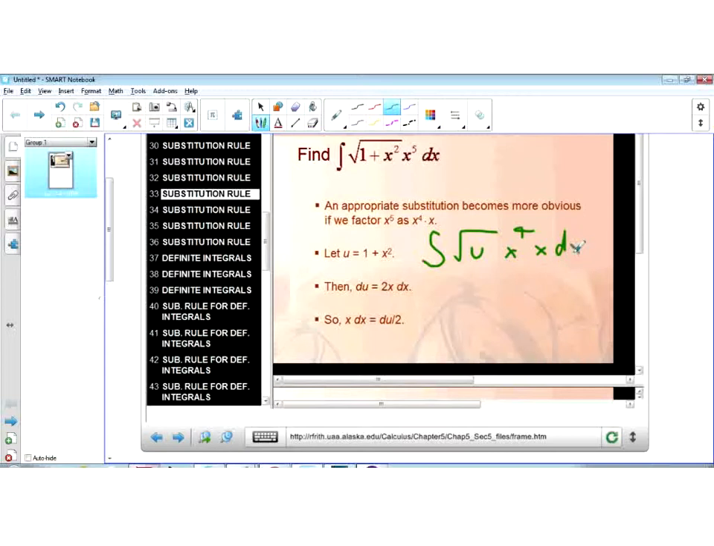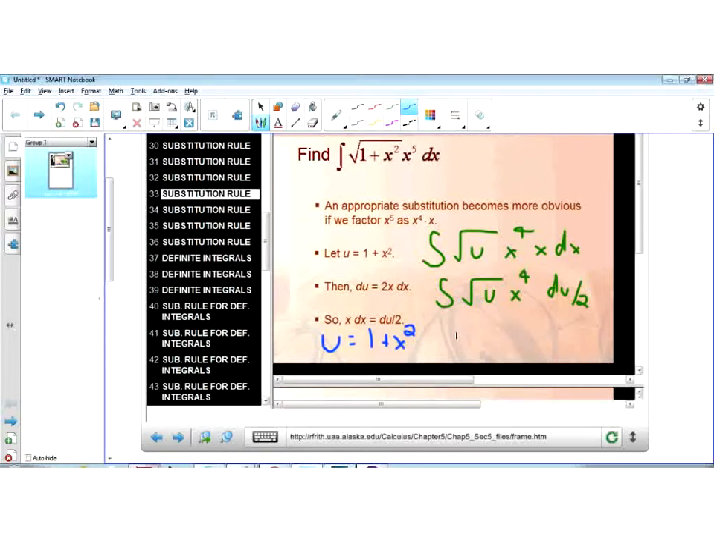dx like this, okay? Now x dx is du over 2. So then we have x dx is du over 2. So now we need to replace x to the 4th in terms of u. All right, so here's how we can do it. We know that u is equal to 1 plus x squared.